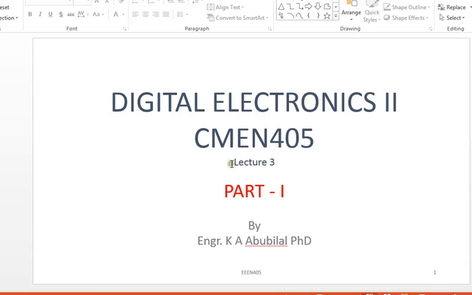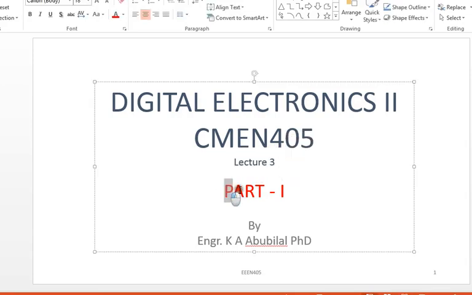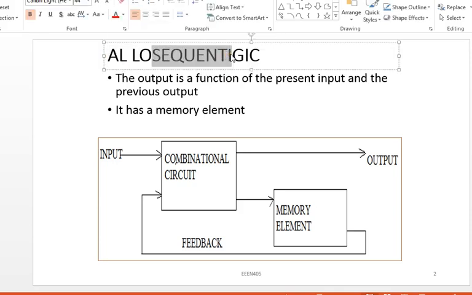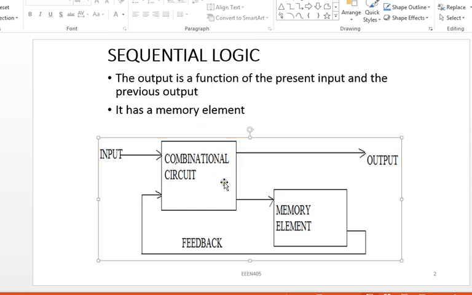CMEN405 lecture. This is our lecture number 3, and I decided to divide it into 2 parts for simplicity. In this lecture, the first thing we're going to look at is sequential logic. If you can remember, in our lecture number 1, we said we have 2 types of logic: combinational and sequential logic. We have already discussed combinational logic, where we said it is logic whose output depends on the present input only. So here we are on sequential logic.